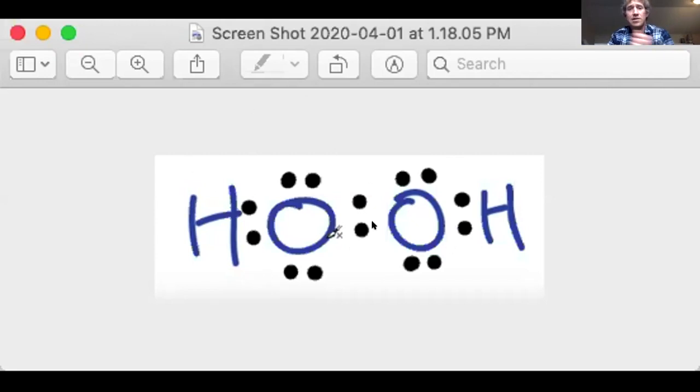And this oxygen is also fulfilling its octet by sharing 1 electron with the other oxygen and 1 electron with the other hydrogen. And this hydrogen is all set because it has 2 electrons around it. And this is called a Lewis structure. A Lewis structure just shows how many electrons an element has around its atom to show you how they bond.